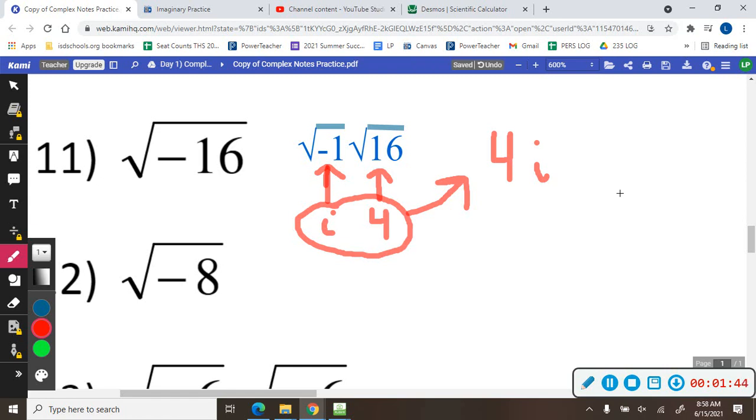Make sense? So if you take the square root of positive 16, you get 4. You take the square root of negative 16, you get 4i.